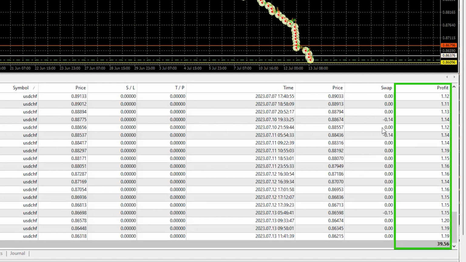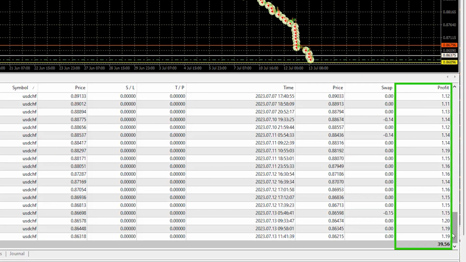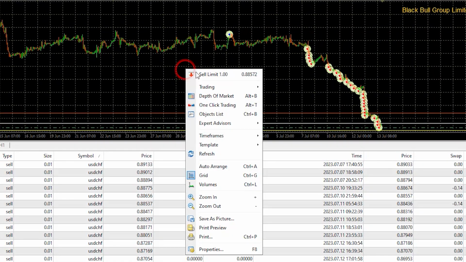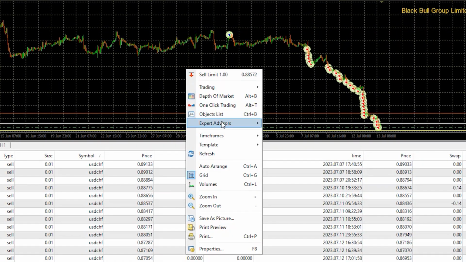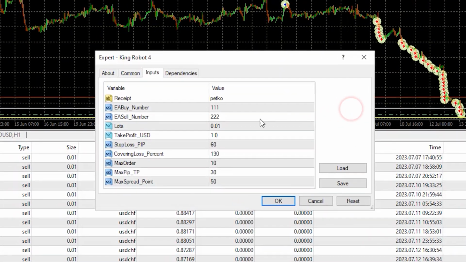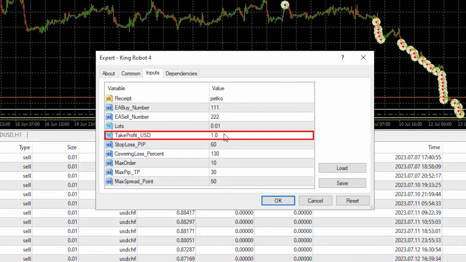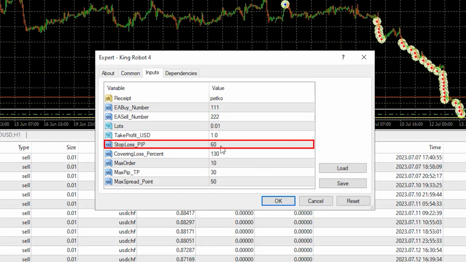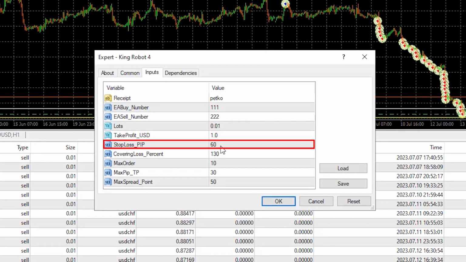see that we have these nice small profits of $1.10 to 20 cents, because as I said in my previous video where I reviewed the robot, the expert advisor uses a take profit of $1 and the stop loss is 60 pips, or that's about $6.